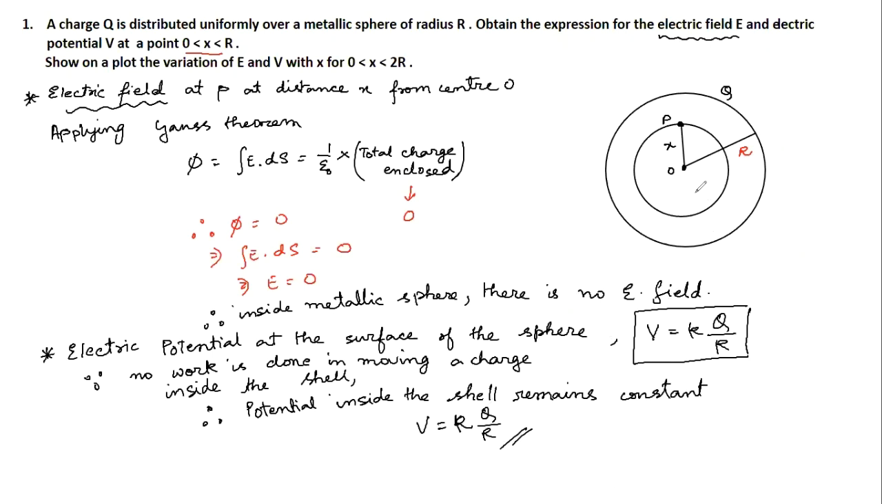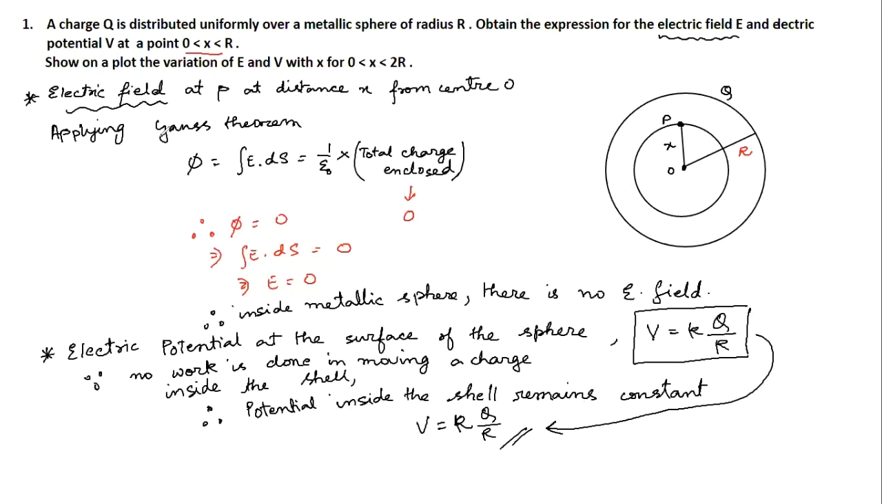Always remember one point: when a charge is moved from one point to another, we will have work done if there is any potential difference between those 2 points. So since you don't have any electric field inside the shell, and since you don't have any work done in moving a charge from one point to another, the potential remains the same. You don't have any potential difference. And what should be the value of that constant potential? The potential which you had at the surface, that same amount of potential you will see inside the shell. Okay, so this is our first part.